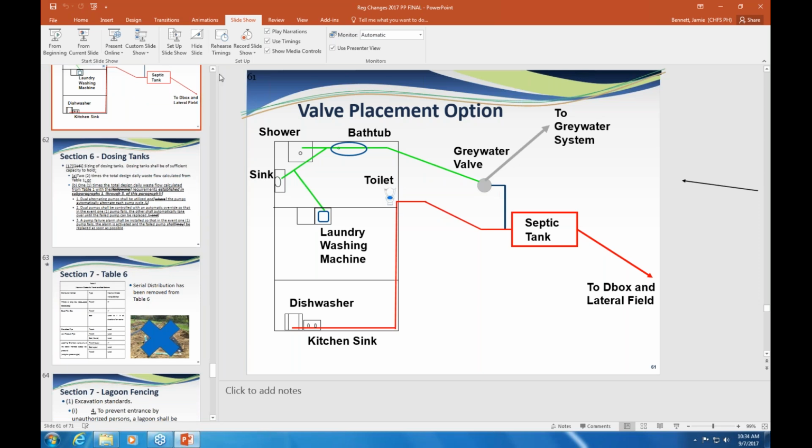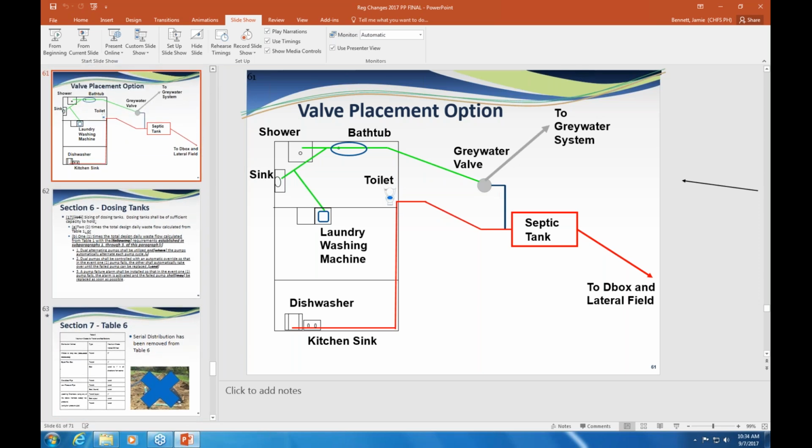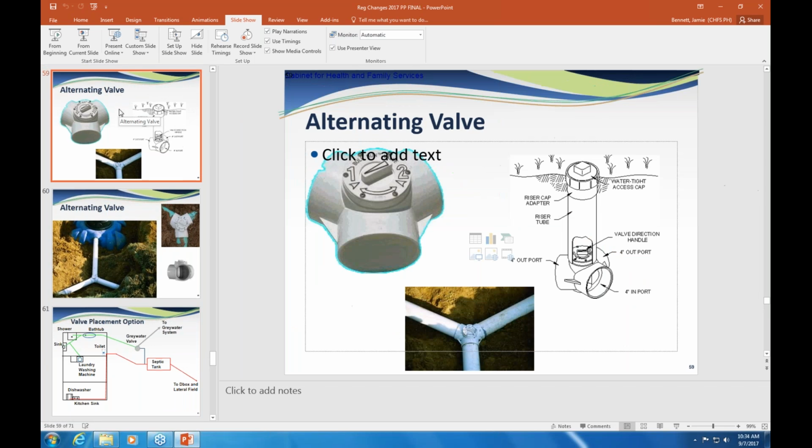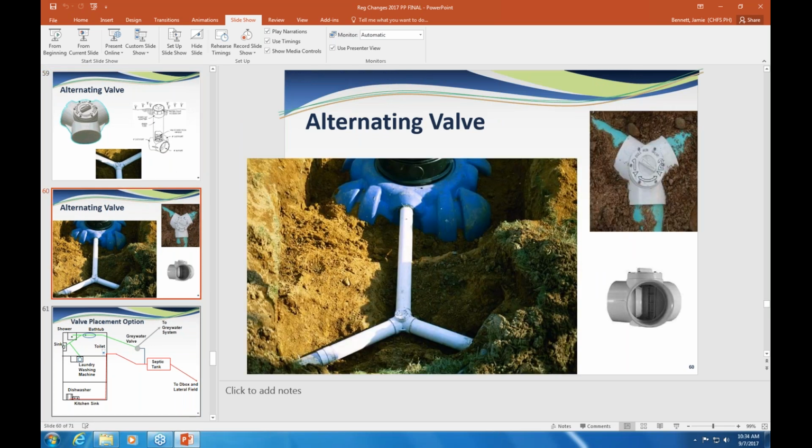All right, guys. Here's just some diagrams. I'm about to wing this. The first few pictures I'm going to go over are just pictures of an alternating valve. If you've never seen one before, now you have.